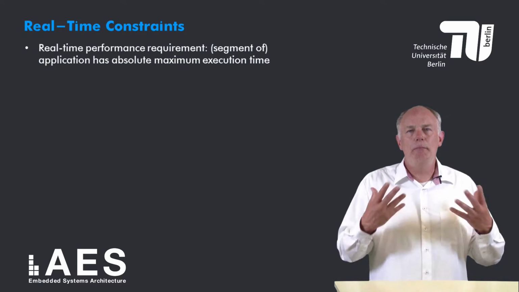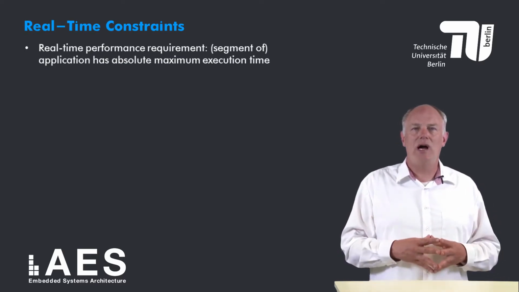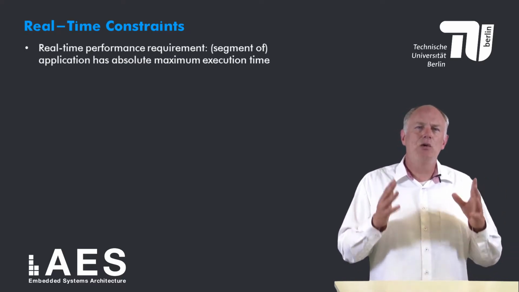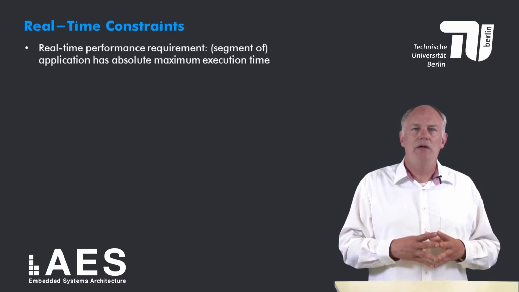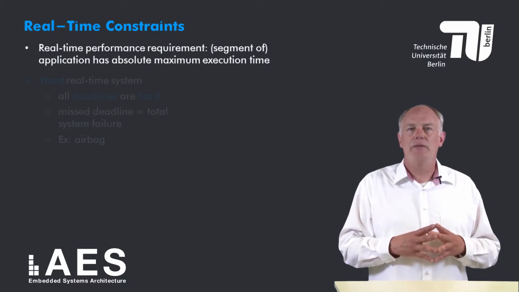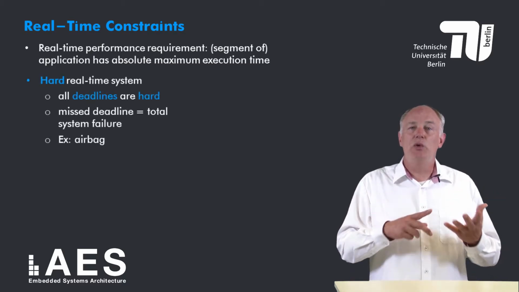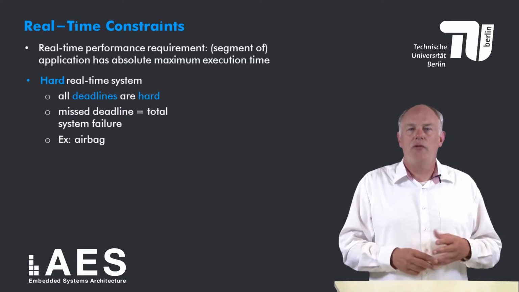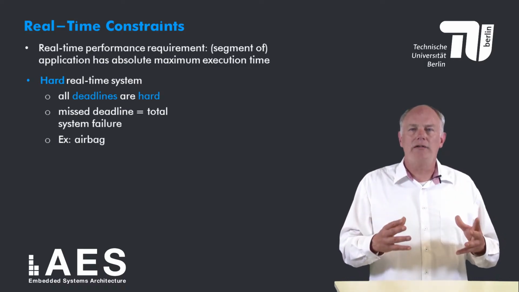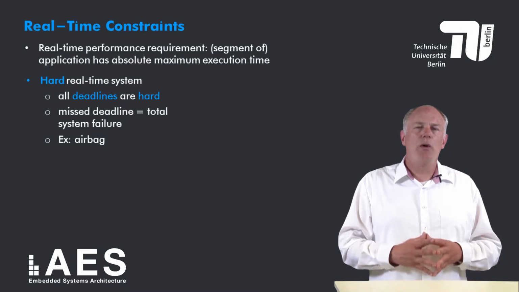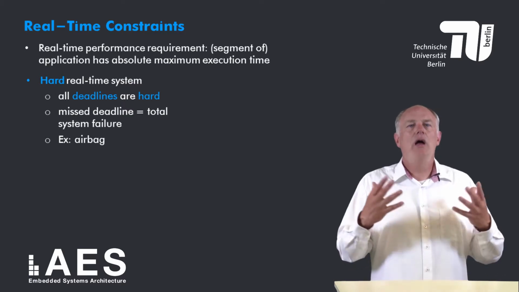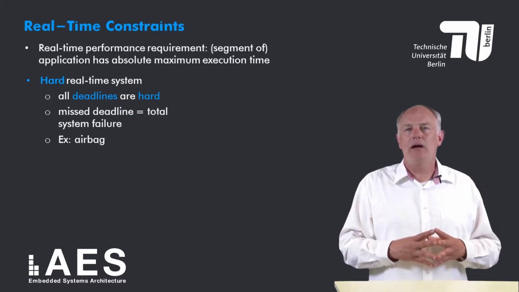As mentioned before, many embedded systems have real-time performance requirements. That means that an application or a segment of the application has an absolute maximum execution time that is allowed. If this maximum execution time, or deadline, is not met, the system has failed. In general, we can distinguish between hard real-time systems and soft real-time systems. In a hard real-time system, all deadlines are hard, meaning that a missed deadline corresponds to a total system failure with perhaps lethal consequences. An example of such a system is the airbag in a car.